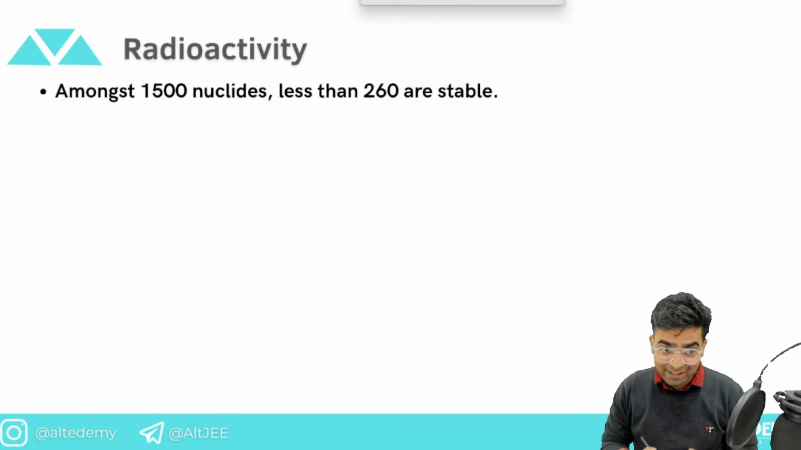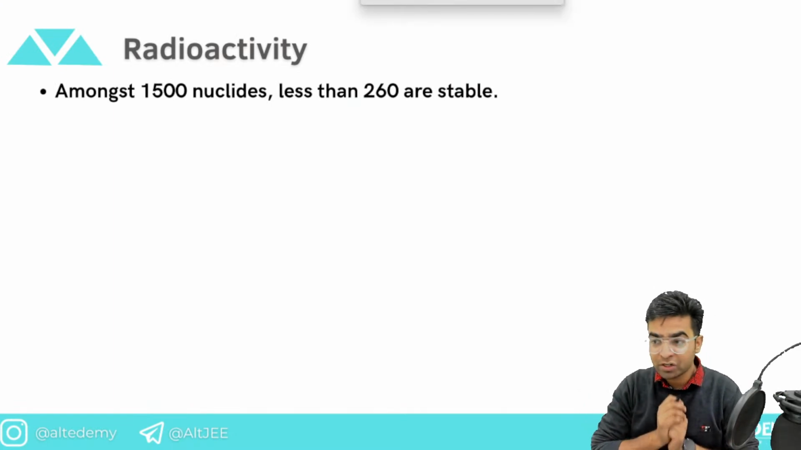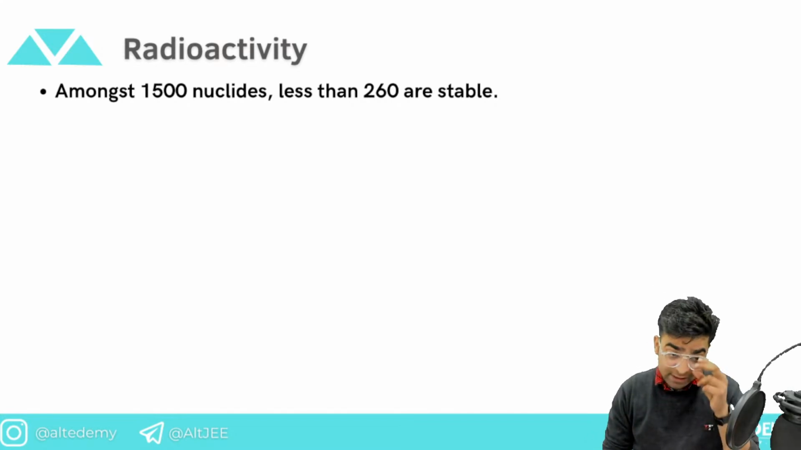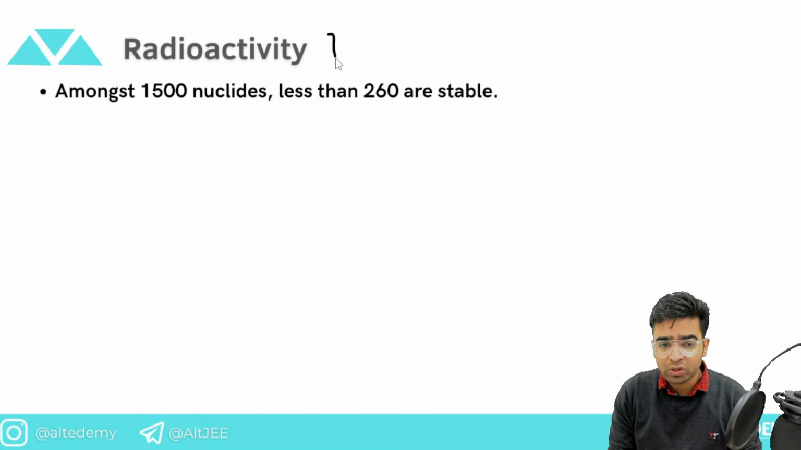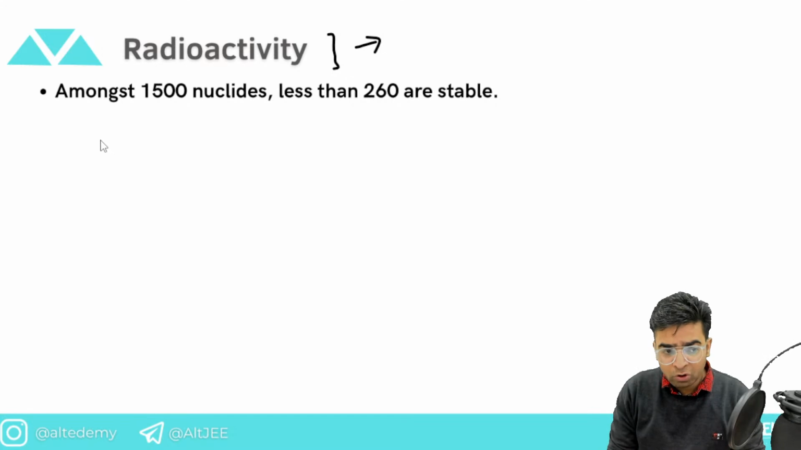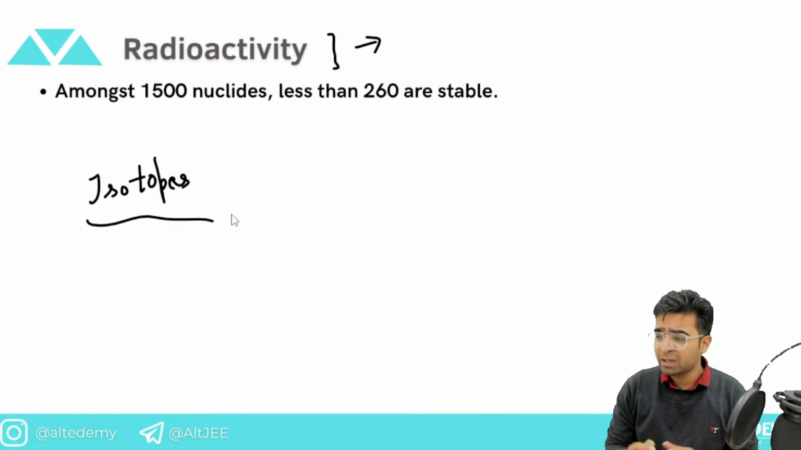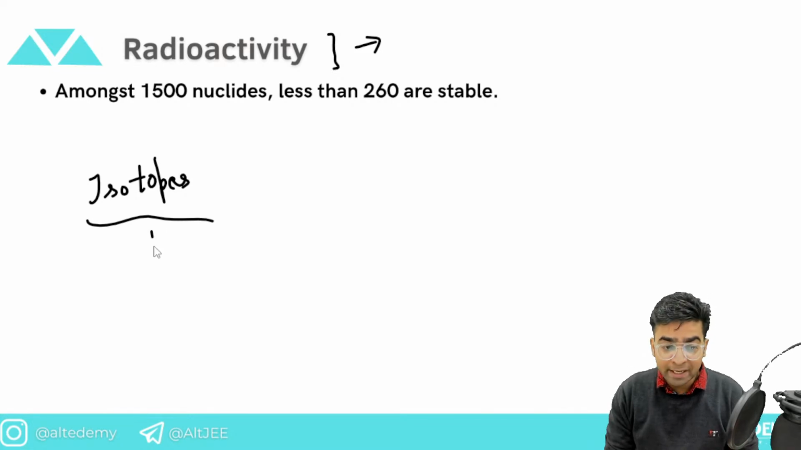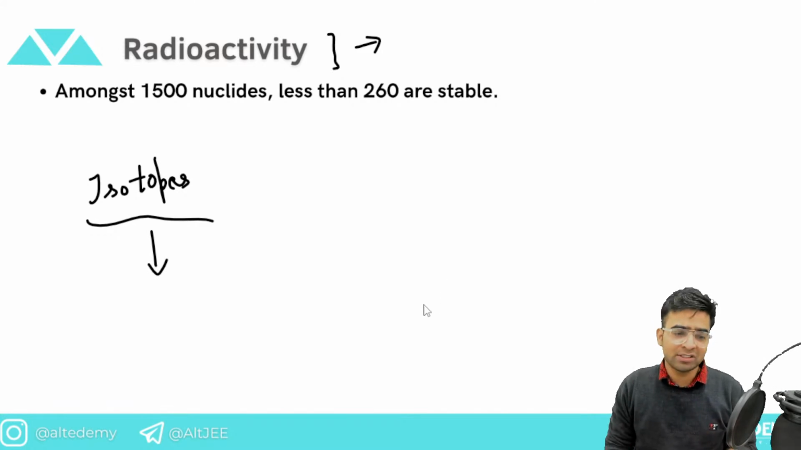After that, let's start our topic: radioactivity. Yesterday we talked about isotopes. There are many elements in our periodic table, and each element has various isotopes.